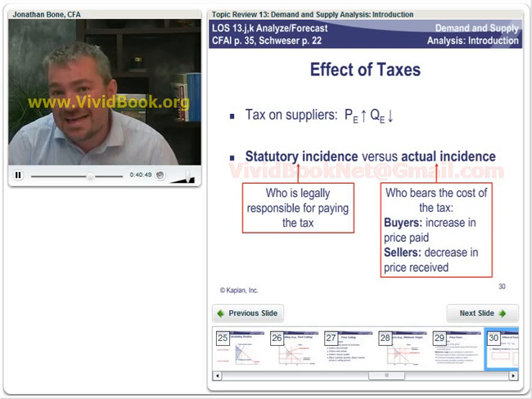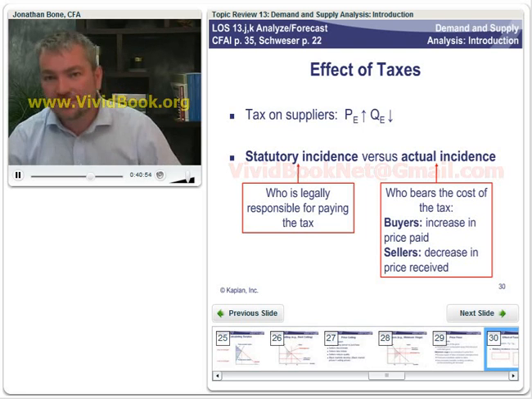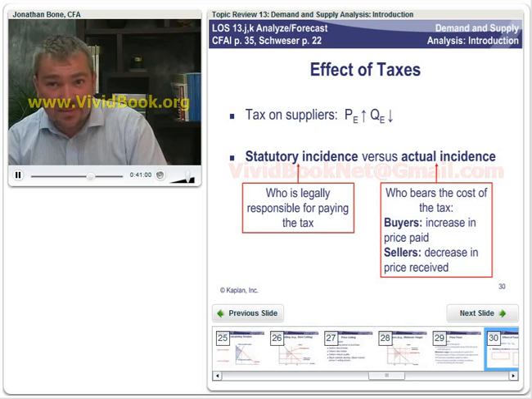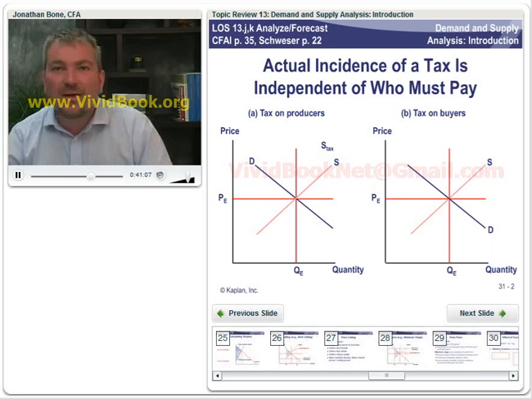If demand is inelastic, it's going to be essentially the buyers. So it's all to do with elasticity of demand, which we're going to encounter a little bit later. Actually, it's the elasticity of demand relative to the elasticity of supply that's going to affect the actual incidence. Okay, let's have a look.